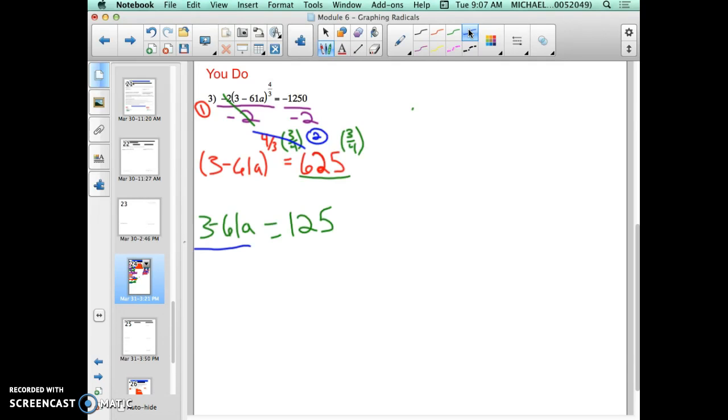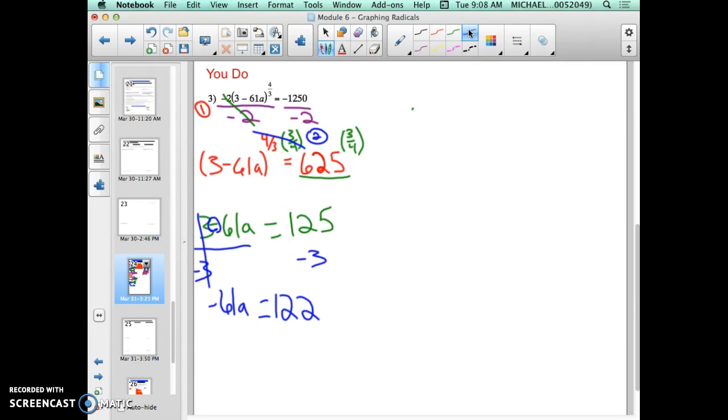At this point, hopefully so far your work looks a lot like mine. I have to just solve for the variable a. It's a linear equation. In this case, it's 3 minus 61a, so it looks a little bit different. The 3 is minusing 61a, but the 3 is still positive. So in order to get rid of a positive 3, I have to subtract 3 from both sides. Then that cancels out these 3's over here, and I'm left with negative 61a, because again, this negative has to go along for the ride with the 61a, equals 125 minus 3 is 122.